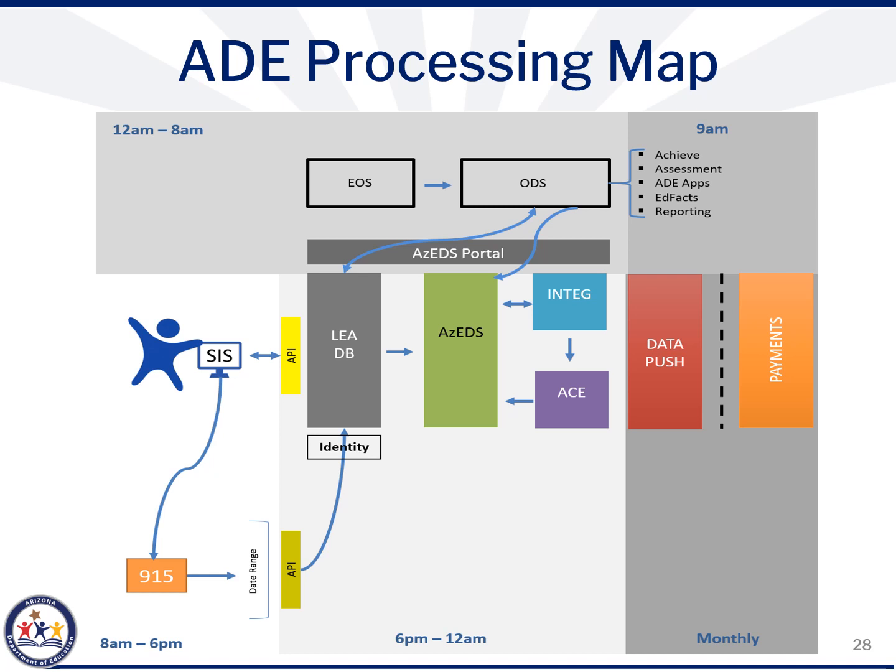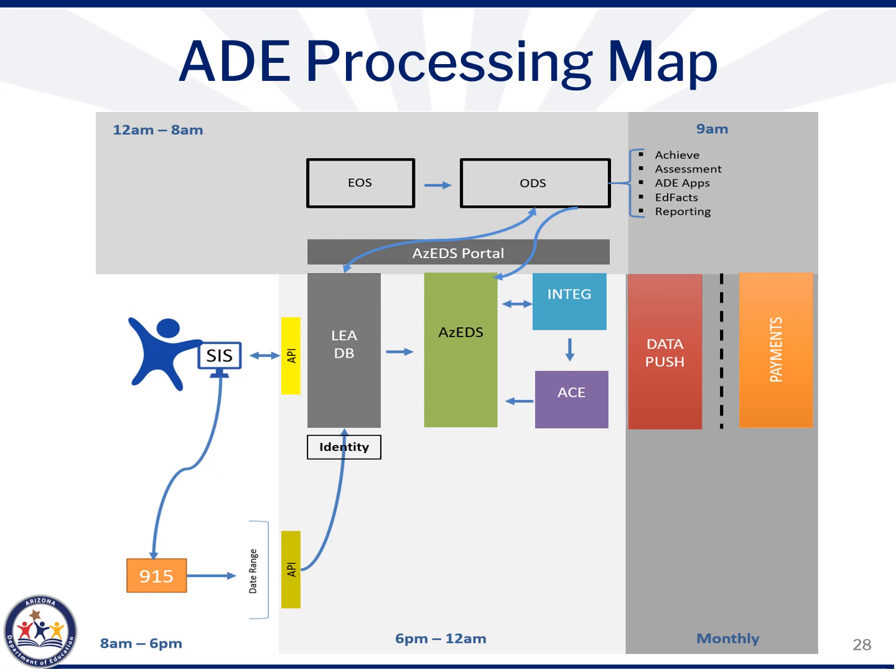ODS and LEA database talk back and forth to each other every single night. The LEA database then sends all of the data that is received from you over to the AZEDS servers to process and generate the reports that you are used to seeing. AZEDS then sends the data to Integrity to run through, as well as the ACE server for ADM calculations.